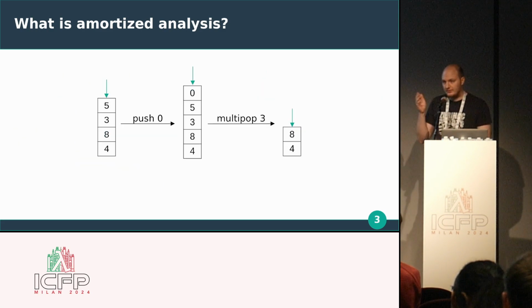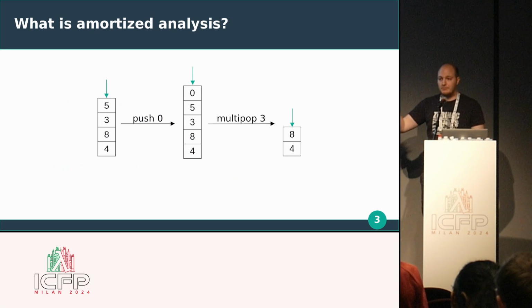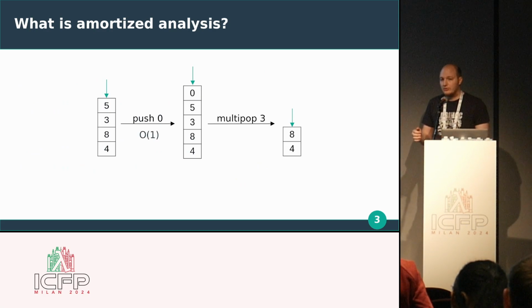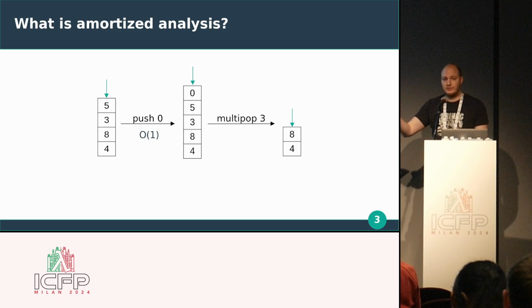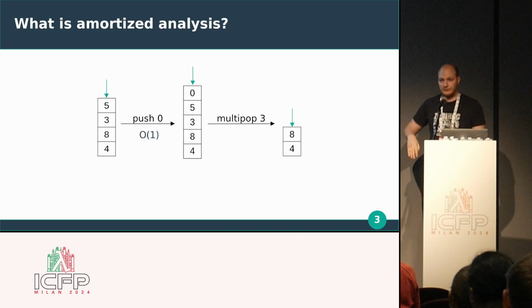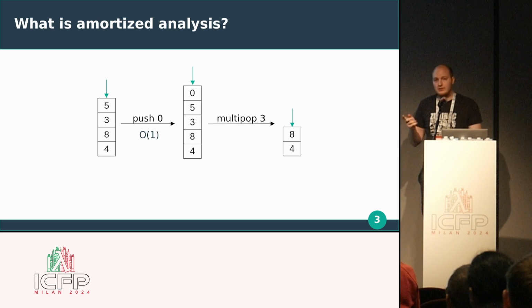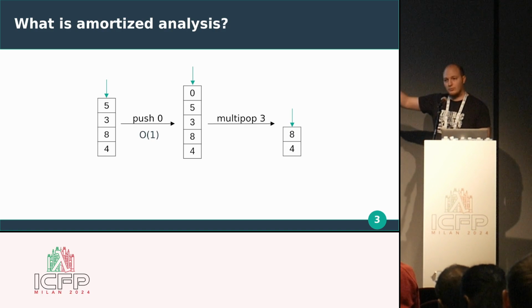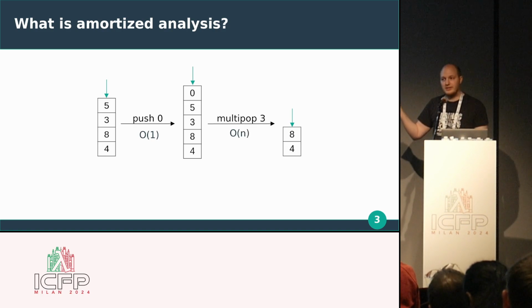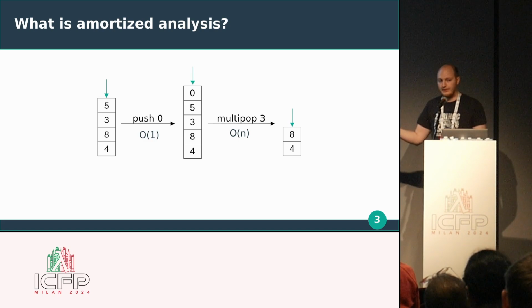But let's look at the timing or the complexity of these two functions. So push is obviously constant. We are just allocating a new cell, updating some pointers. It doesn't matter how big the rest of the stack already is. However, the worst case for multipop is that we pop the whole stack. So the worst case of multipop is O of n.